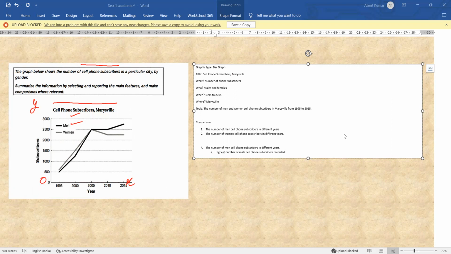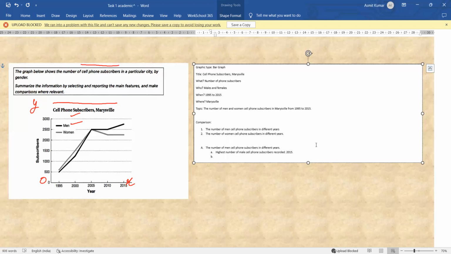We are just going to write the year here, 2015. Now, second highest number, followed by, not followed by, second highest. I'm writing because we need to understand only. I'm not writing it. We're just going to comprehend the complete data here.